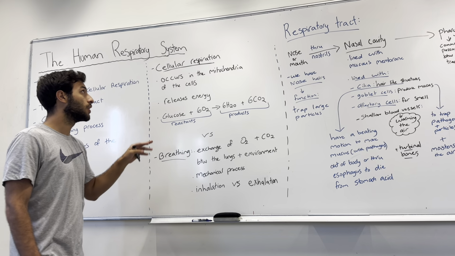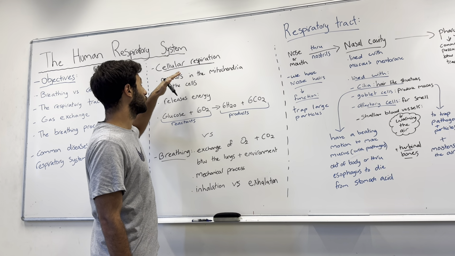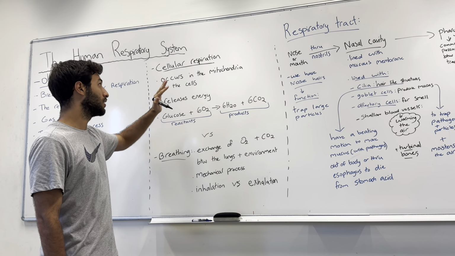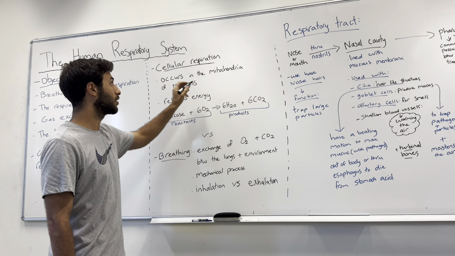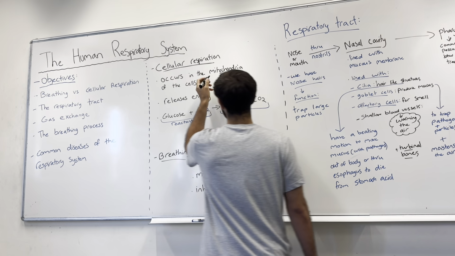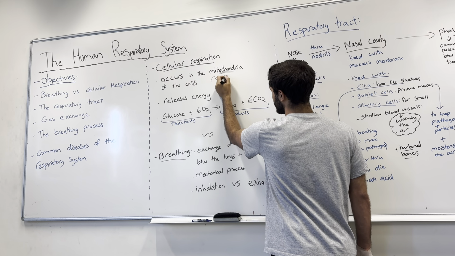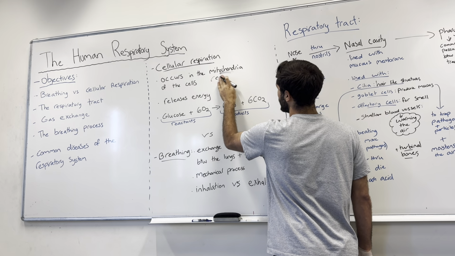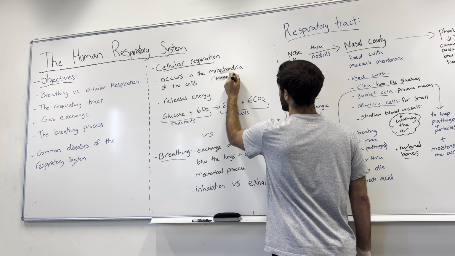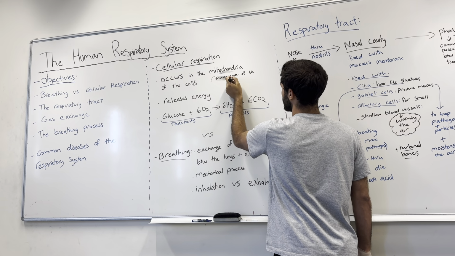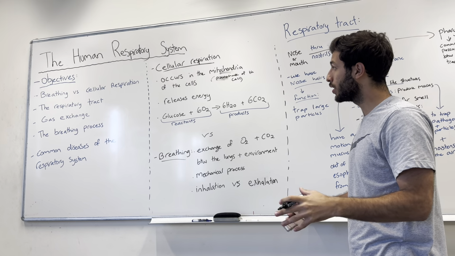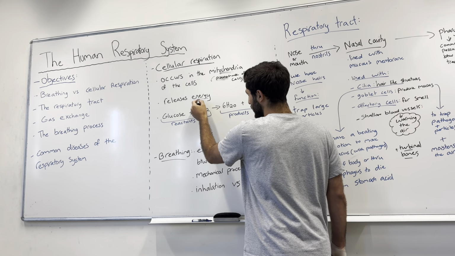So let's begin. First, we said we want to distinguish between cellular respiration and breathing. So what is cellular respiration? Cellular respiration is a process that occurs in the mitochondria of our cells. Remember, we said the mitochondria is the powerhouse of the cell. What does that mean? It means it provides our cells with energy. In what way does it do that? As we wrote here, it releases energy.